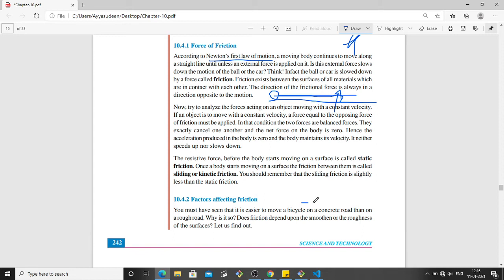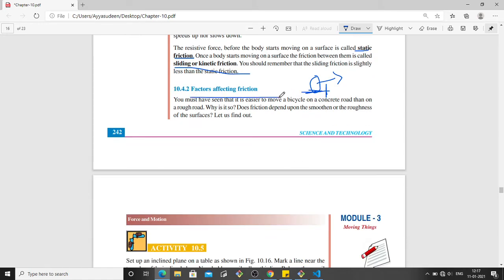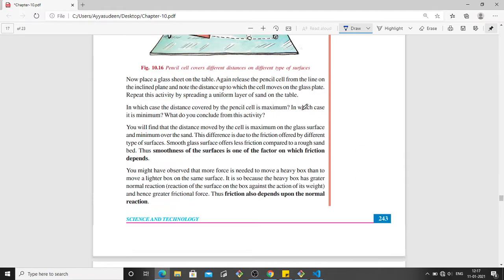So a resistive force between two objects before moving, before the body starts moving, is what is called static friction. A resistive force between these two before moving is static friction, but once this body starts moving on the surface, the friction between them is called sliding or kinetic friction. So you should know the differences. There are some factors that affect friction.